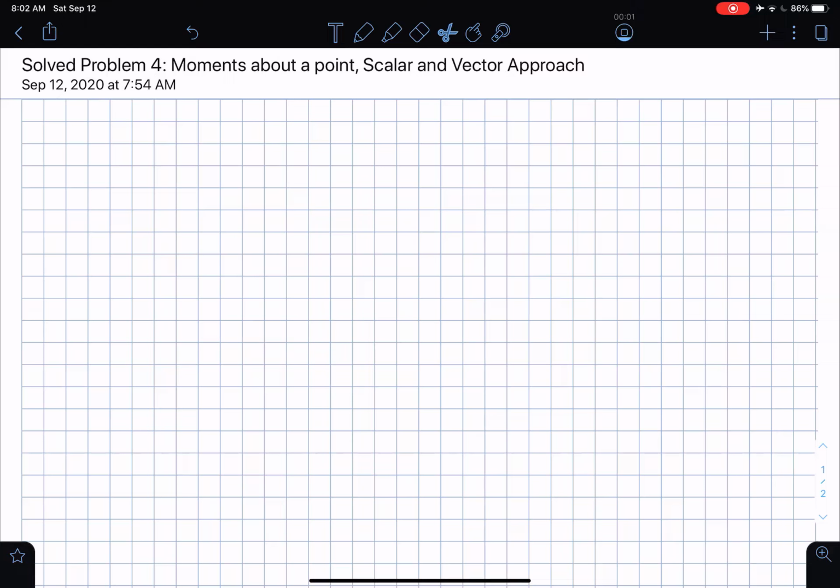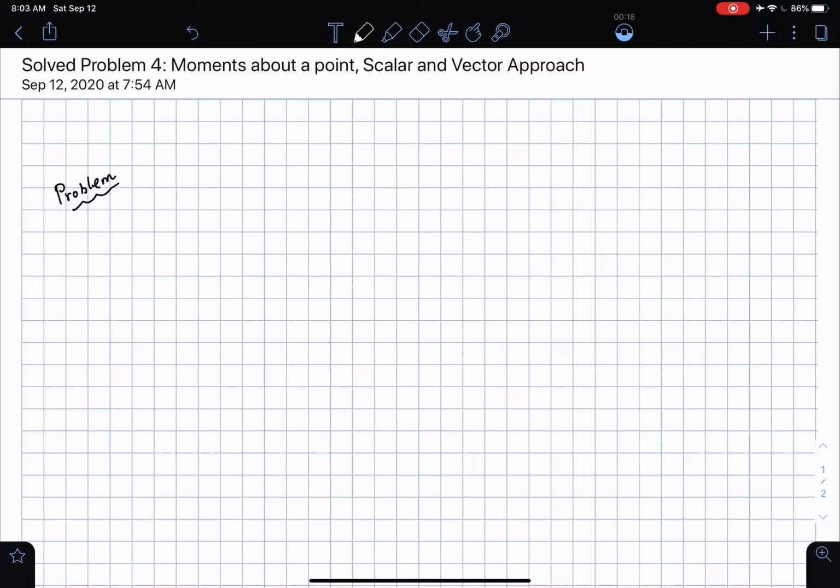Hello everyone. We're going to be solving one more problem on the idea of moments about a point. And in this problem also, I will use both the approaches, the scalar and the vector approaches to solve for the final answer. Okay, so here is the problem.